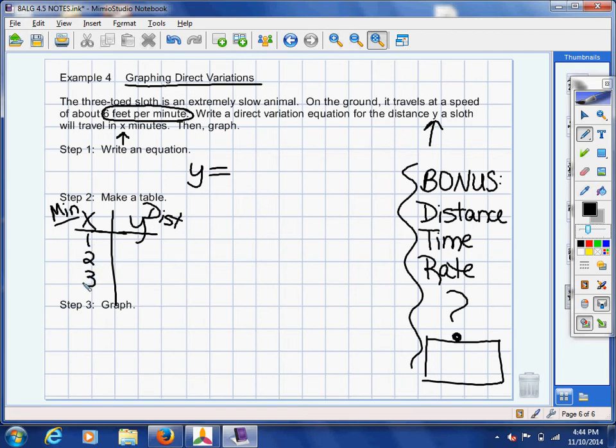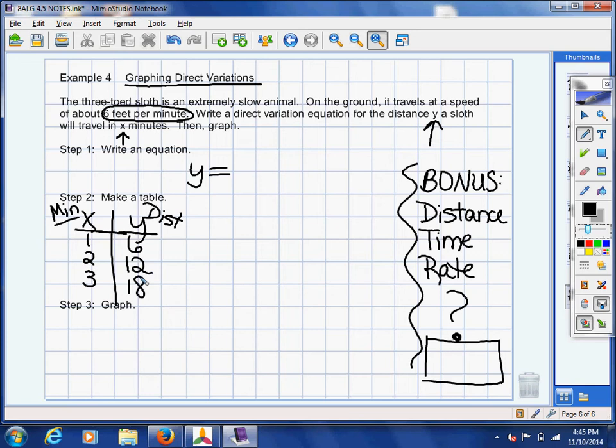So if the sloth has gone for a minute, how far did it go? And if you said, oh, it went 6 feet, because remember, the problem said it goes 6 feet per minute. So then 2 minutes have elapsed. How far did that sloth go? You're like, oh, it went then total of 12 feet. You're right. And let's say 3 minutes have passed. How far did it go? Oh, it's gone 18 feet. Okay.